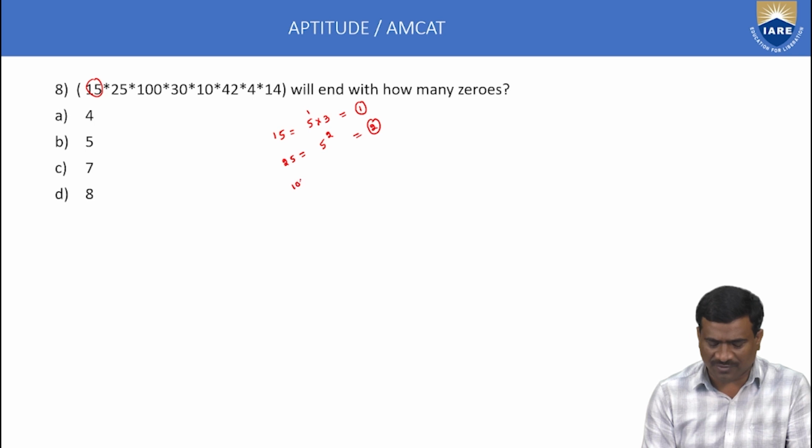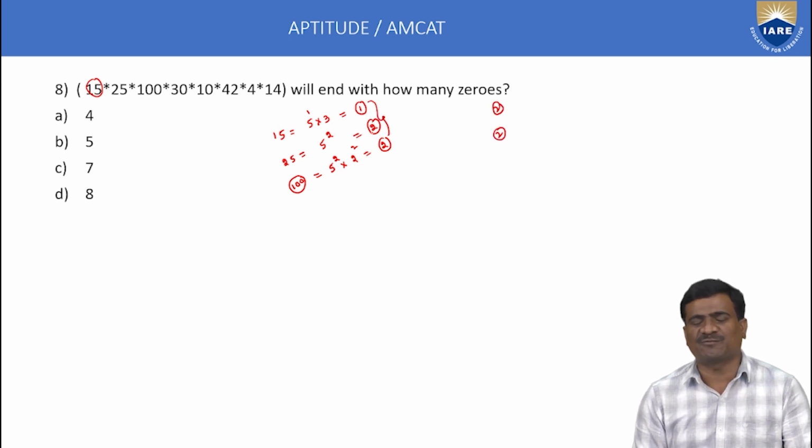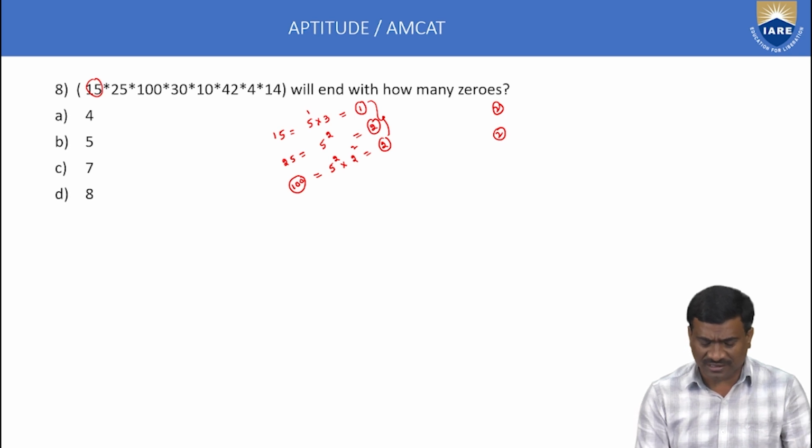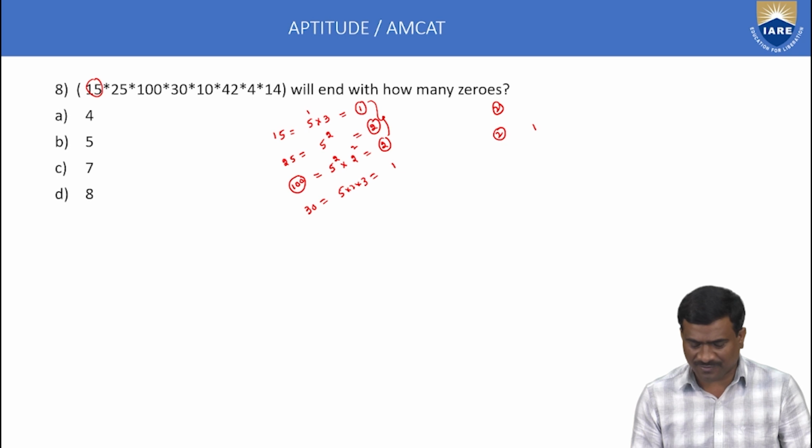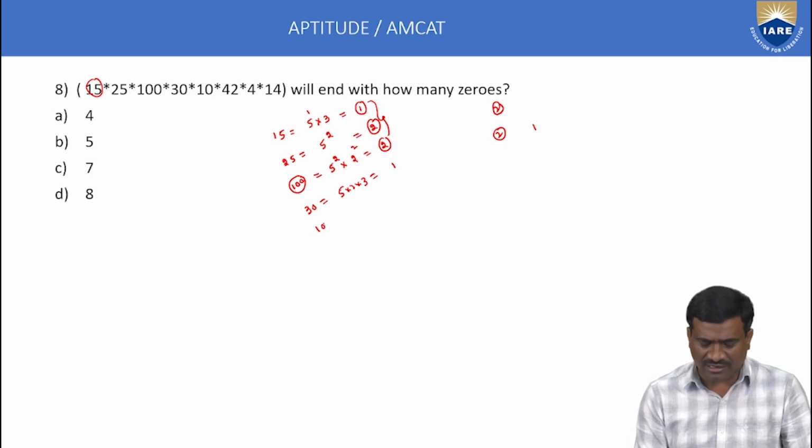Next, 100. 100 means 25 into 4. 25 means 5 to the power of 2, and 4 is 2 to the power of 2. Number of 5's is equal to 2. Number of 2's is equal to 2. Calculate number of 5's and number of 2's. Next, 30 indicates 5 into 2 into 3. Number of 5's is equal to 1. Number of 2's is equal to 1. Next, 10 indicates 5 into 2. Number of 5's is 1. Number of 2's is 1.